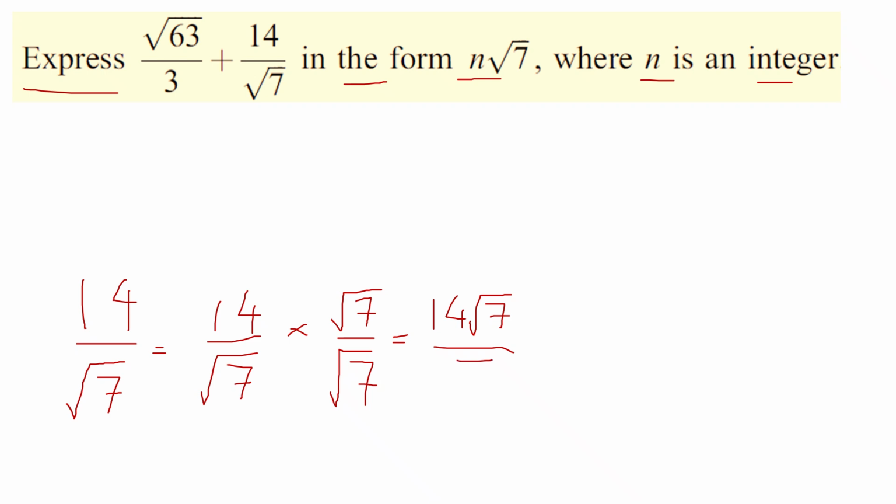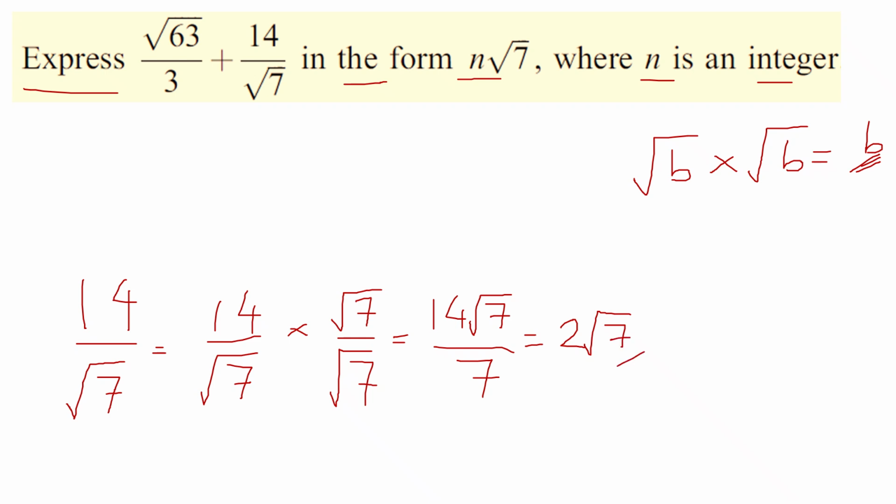Remember your laws of surds from GCSE. If I have root b and I multiply it by root b, that simplifies purely to b. Root b all squared: the square and the square root are inverse functions, so they cancel each other out, giving just the number. Now 14 divided by 7 is 2, so we have 2 root 7 for that part. Job done.